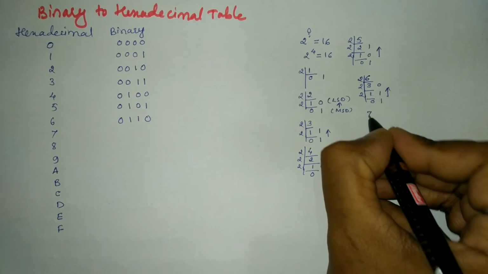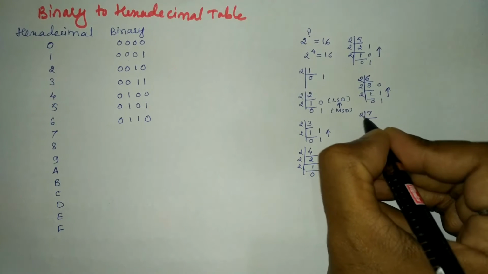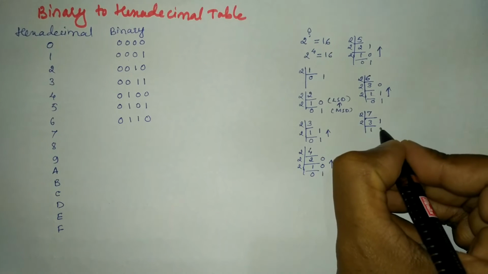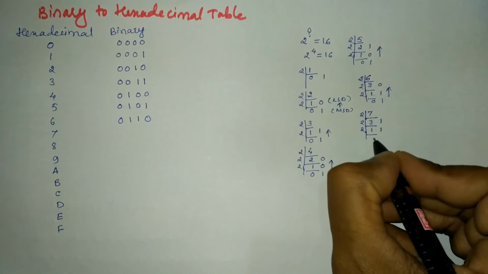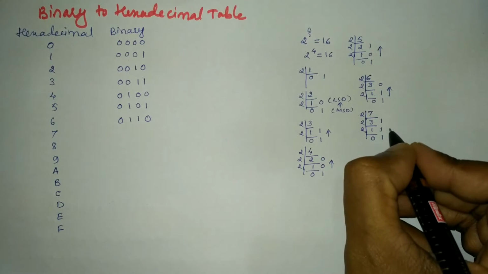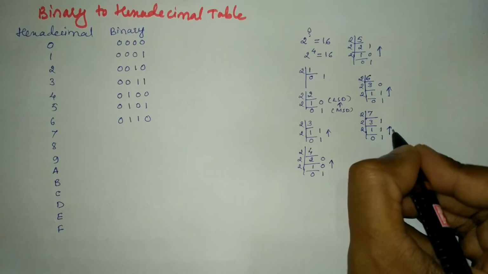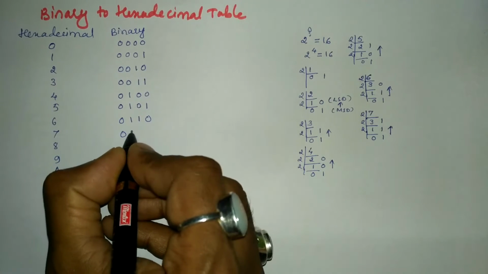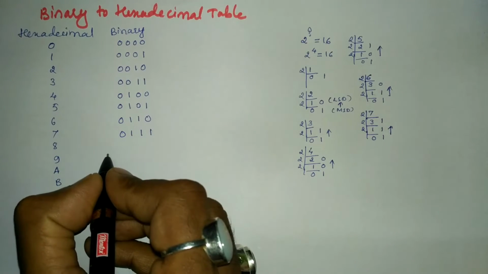Similarly 7. Again it has to be divided by 2. 2 3s are 6. 1 is the remainder. 2 1s are 2. 1 is the remainder. 2 zeros are 0 and this 1 will become the remainder. Here I have to write from bottom to top again 1, 1, 1. Here I am going to write 0, 1, 1, 1, which will become 7.